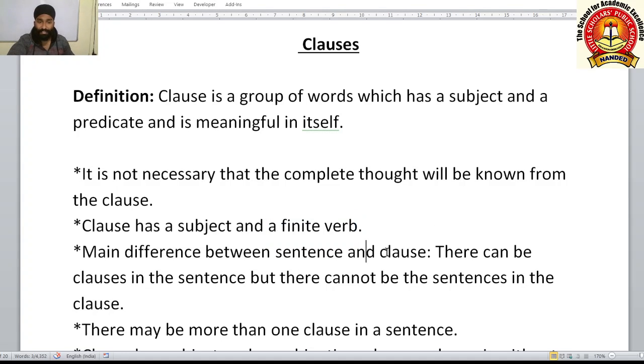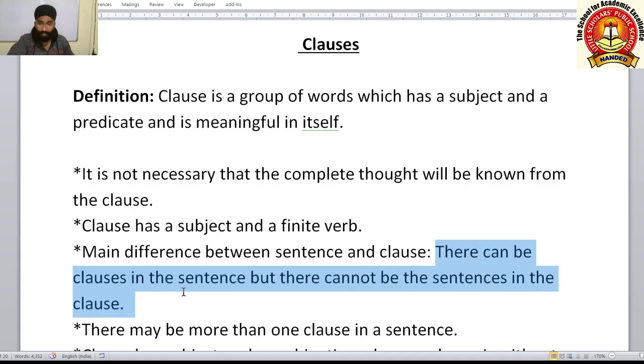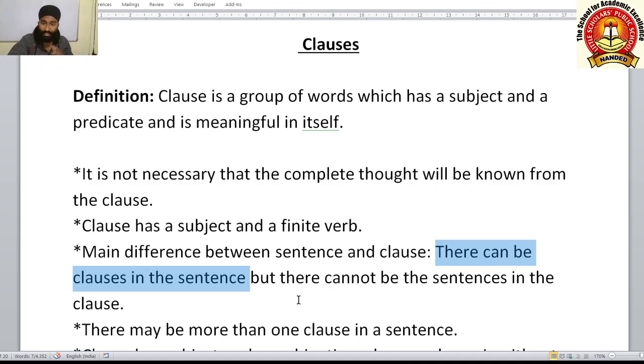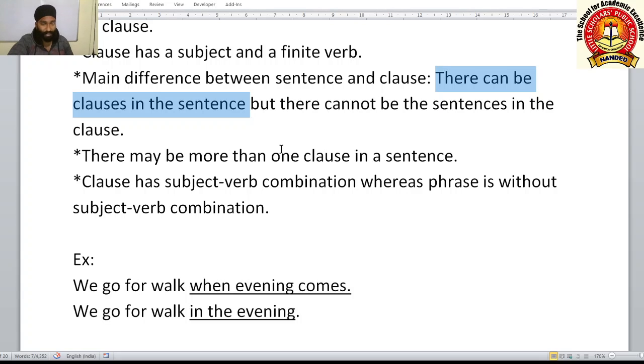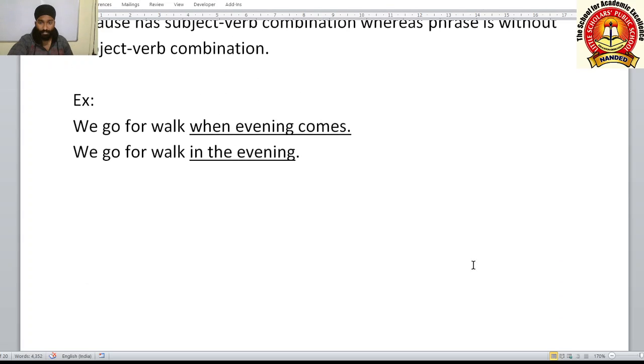Main difference between sentence and clause is there can be clauses in the sentence. There can be one, two or more clauses in the sentence, but there cannot be sentences in the clause. Clause is a part of sentence. It is a unit of sentence. This is why a sentence cannot be in the clause, but clauses can be in a sentence. There may be more than one clause in a sentence. Now, clause has subject verb combination, whereas phrase is without subject verb combination. So, this thing we have to understand if we are understanding clauses.